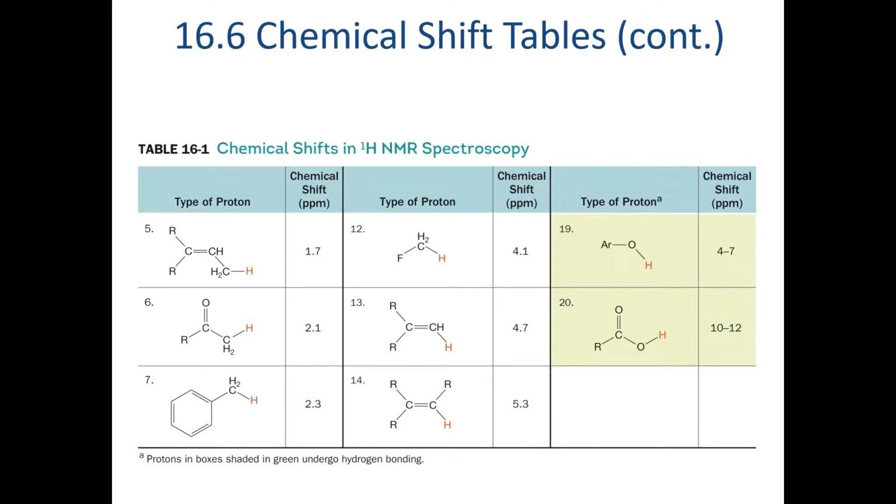We can also see shifts corresponding to groups that are near carbonyls. We see pretty significant shifts because the carbonyls, the double bonds to oxygens, pull a lot of electron density away. And we also again see on the right, when we have OHs, a much wider range because of the ability to hydrogen bond between molecules.